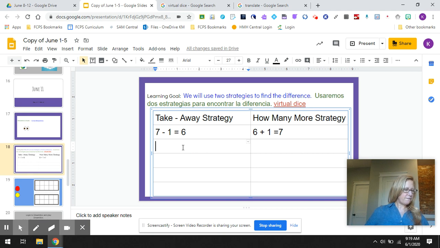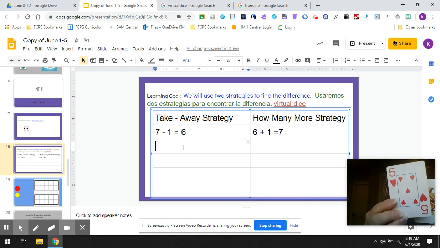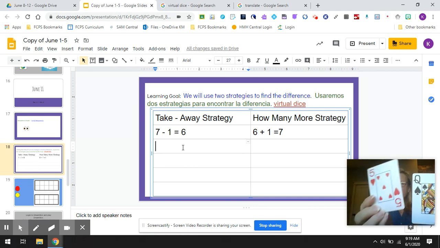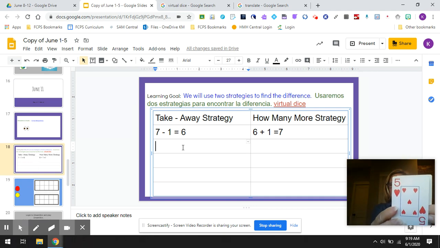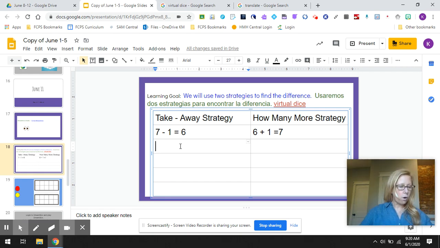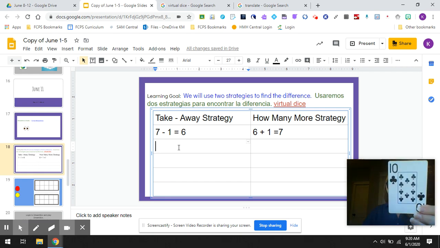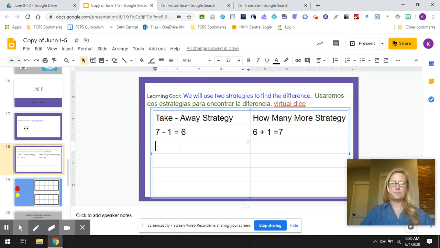Now, if you don't have virtual dice or you can't pull them up, you can, of course, use your cards. I chose a queen and a 5. So I'm going to pretend that this queen is 12. Since I had my dice going to 12, I want to show you can do that with your cards as well. Or you can simply remove the picture cards and only go up to 10.